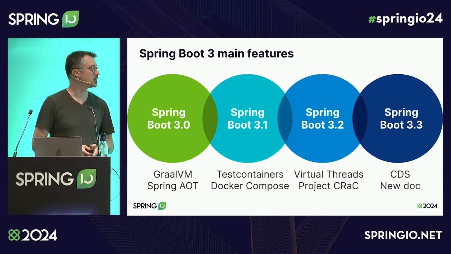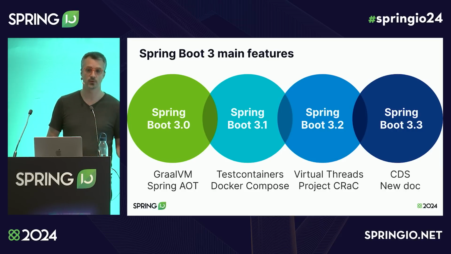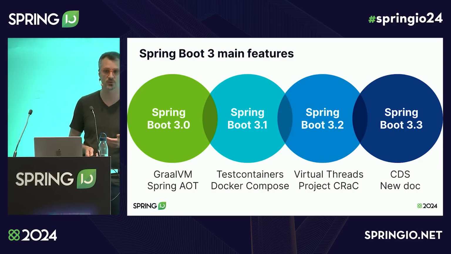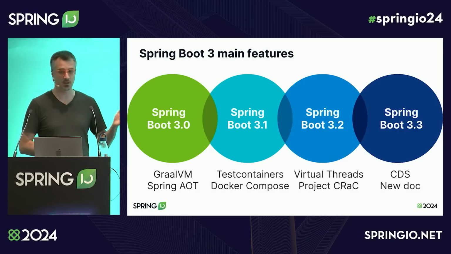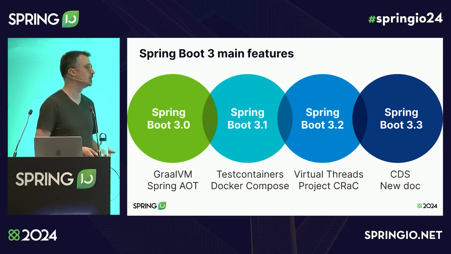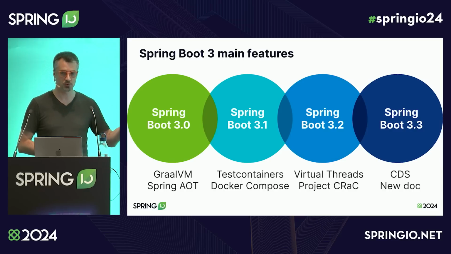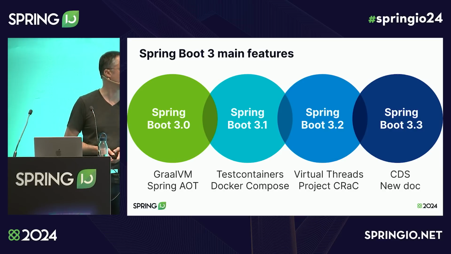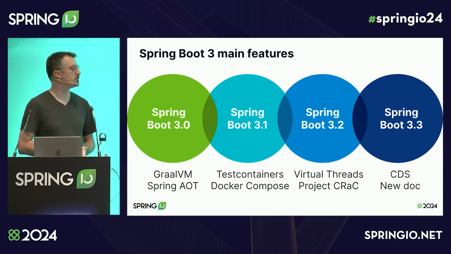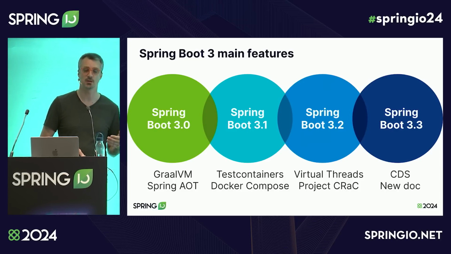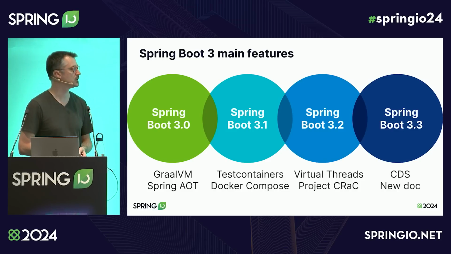Then Spring Boot 3.2 had a big focus on virtual threads. Spring Boot 3.2 is the first Spring Boot version to provide official support for virtual threads. You need to enable that with a flag, but it's available. And we have worked on Project CRaC that I presented last year. I'm going to talk again about Project CRaC today. And Spring Boot 3.3, which was released a few days ago, provides CDS, Class Data Sharing, support. Big focus on that today.